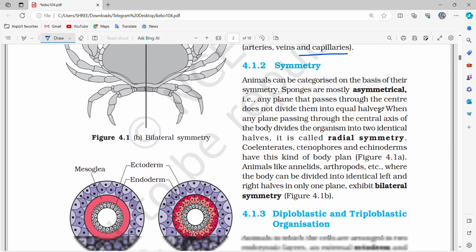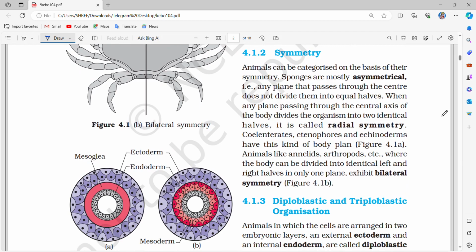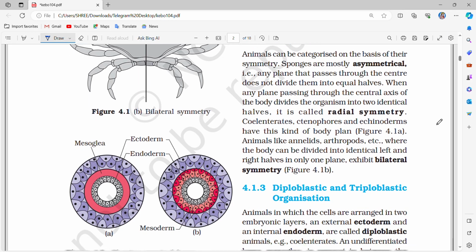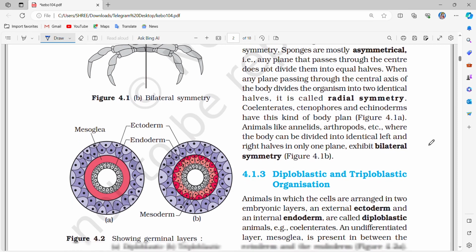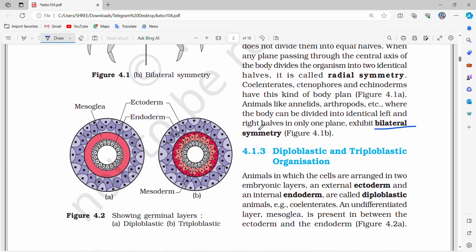4.1.2 Symmetry. Animals can be categorized on the basis of their symmetry. Sponges are mostly asymmetrical, i.e., any plane that passes through the center does not divide them into equal halves. When any plane passing through the central axis of the body divides the organism into 2 identical halves, it is called radial symmetry. Coelenterates, ctenophores and echinoderms have this kind of body plan, figure 4.1a. Animals like annelids, arthropods, etc., where the body can be divided into identical left and right halves in only one plane, exhibit bilateral symmetry, figure 4.1b.